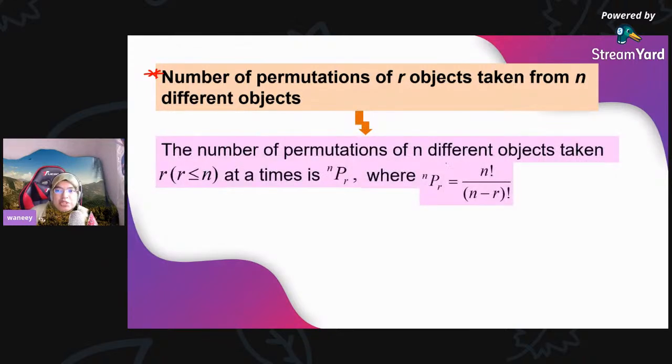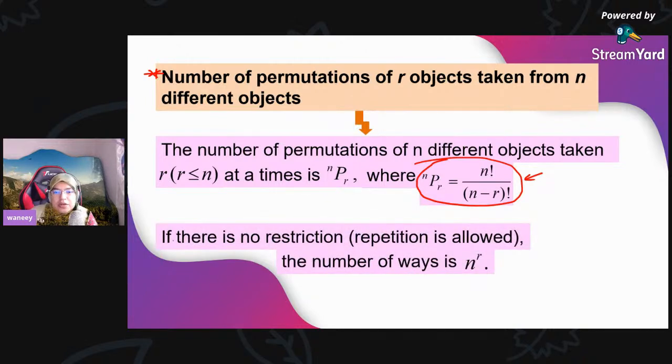The number of permutations of n different objects taken r at a time is nPr, where nPr is n factorial over n minus r factorial. Please highlight this one. You're going to use it a lot, especially when you need to prove something. So nPr is equal to n factorial over n minus r factorial. If there is no restriction and repetition is allowed, then the number of ways is n to the power of r.